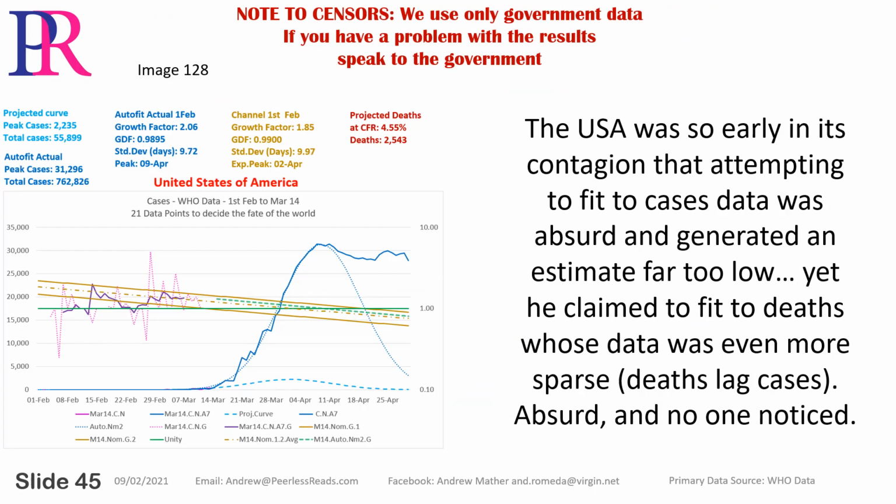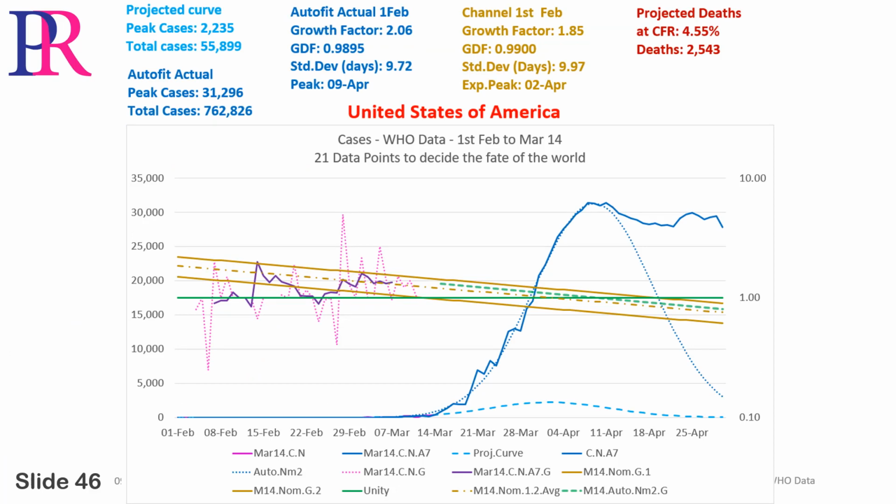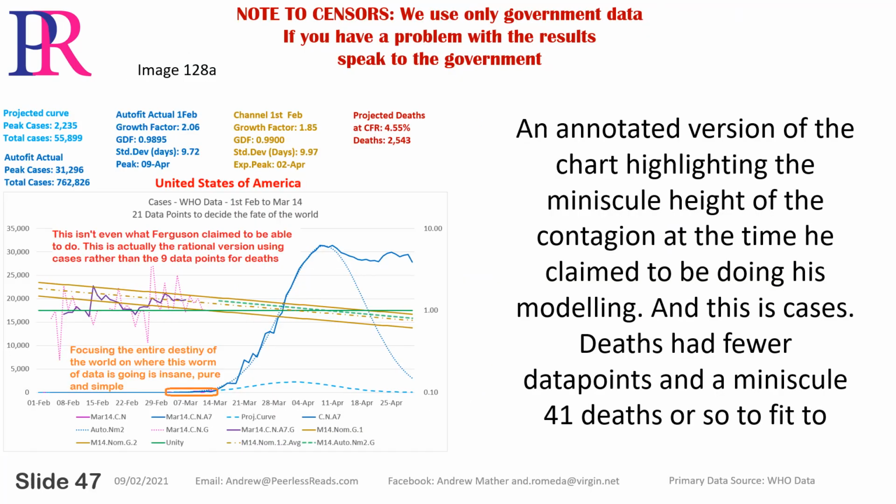The USA was so early in its contagion that attempting to fit to cases data was absurd and generated an estimate far too low. Yet he claimed to fit to deaths, whose data was even more sparse. Deaths lag cases. Absurd, and no one noticed. An annotated version of the chart highlights the minuscule height of the contagion at the time. He claimed to be doing his modelling, and this is cases. Deaths had fewer data points and a minuscule 41 deaths or so to fit to.